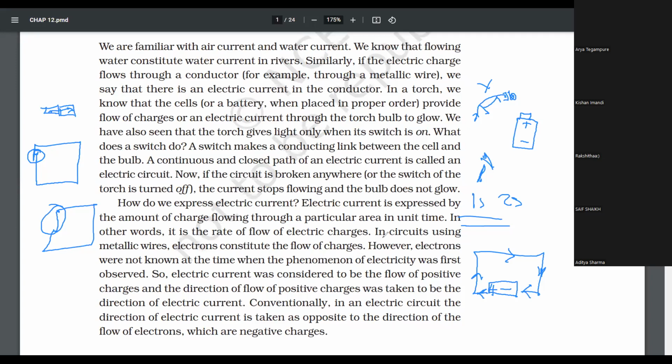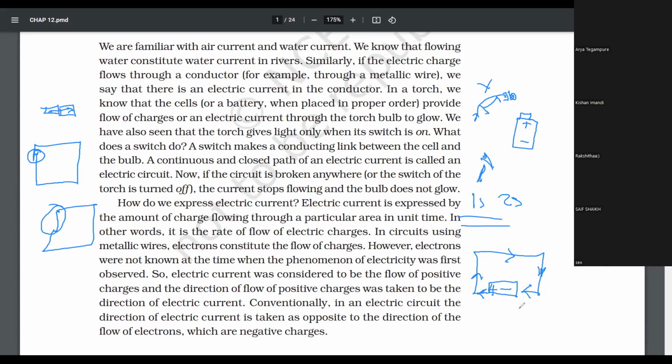And the reason for that is given here, because as we know, when electricity was discovered, there was no concept of electrons. So even though the flow of electrons constitutes electric current, due to there being no discovery of electrons, the conventional direction of electric current was taken from positive to negative, even though the actual direction of electron flow is from negative to positive.